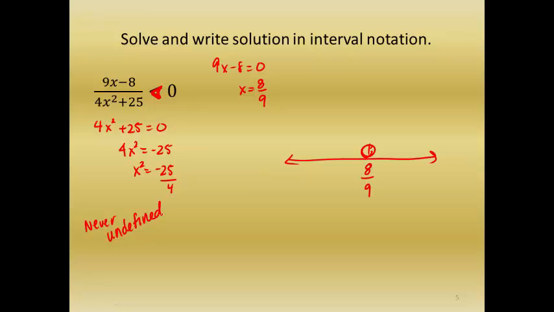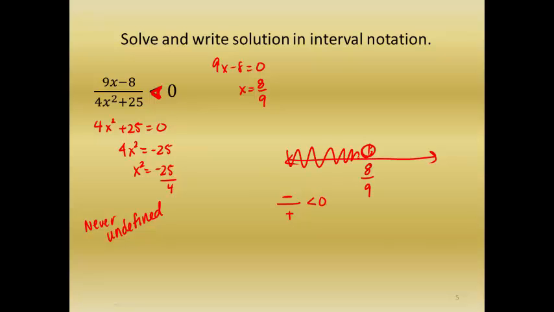So I have to test on either side of that, making this very simple. My denominator will always be positive. 4 times a number squared is always positive, and plus 25 keeps it positive. So I will test something smaller like 0. If I put a 0 in the numerator, I get a negative, and if I put a 0 in the denominator, it's positive, which is less than 0, so this is true.